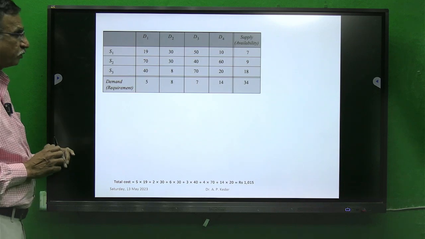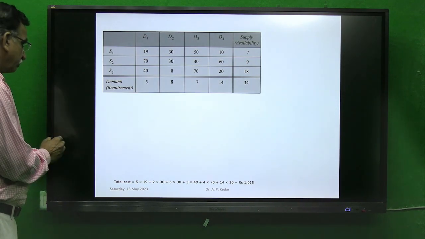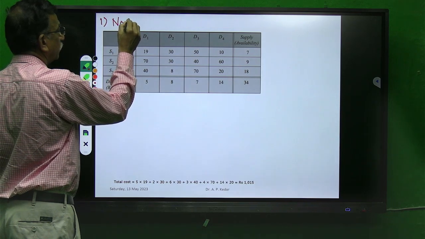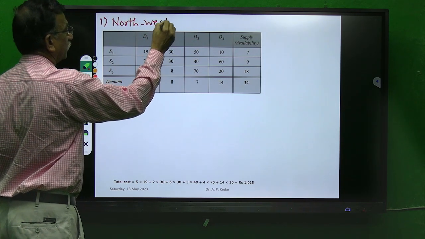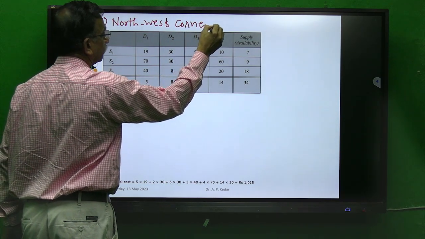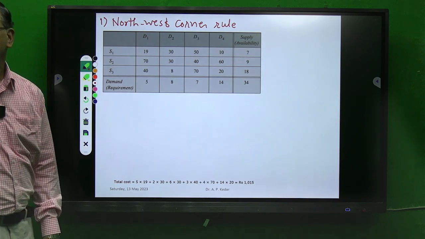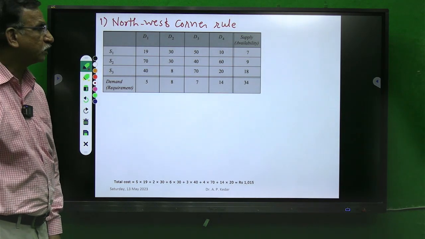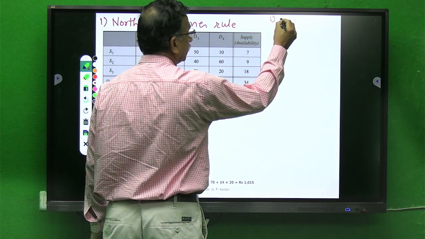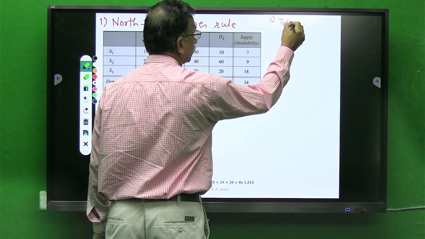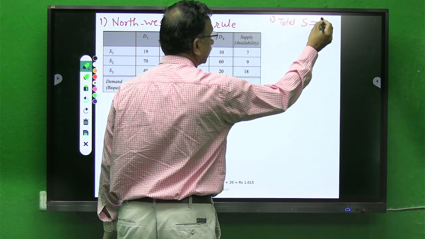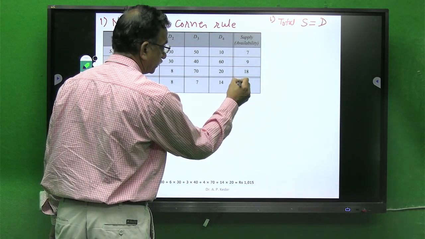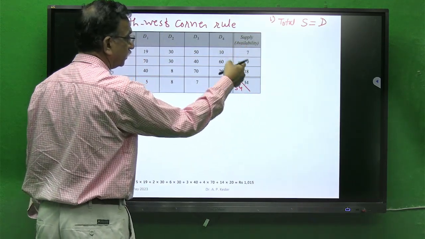Same problem, same matrix. What I am doing? First method, northwest corner rule. Now, how to interpret? Before you start finding any solution, first you have to ensure whether total supply is equal to total demand. That we have checked. It is 34 by 34. If I cross write this, it is 34 demand, 34 supply.